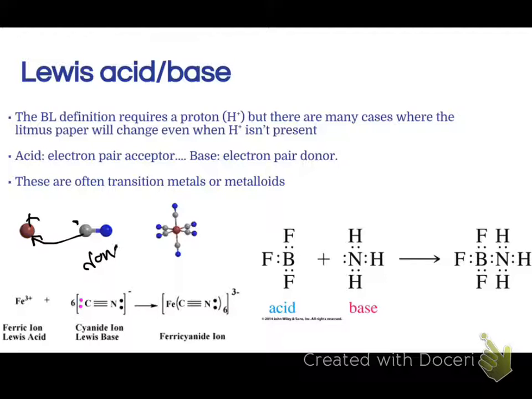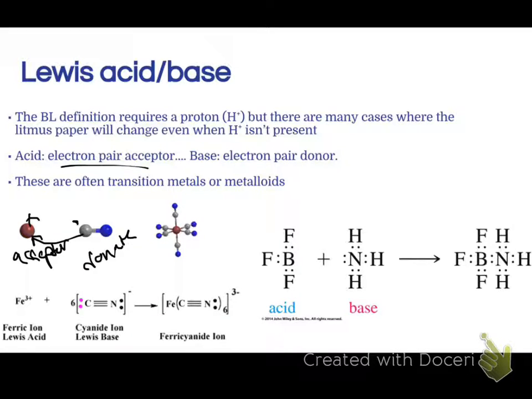So that makes the cyanide the donator, and iron 3 plus the acceptor. So that means that iron 3 plus is a Lewis acid because it's an electron pair acceptor.